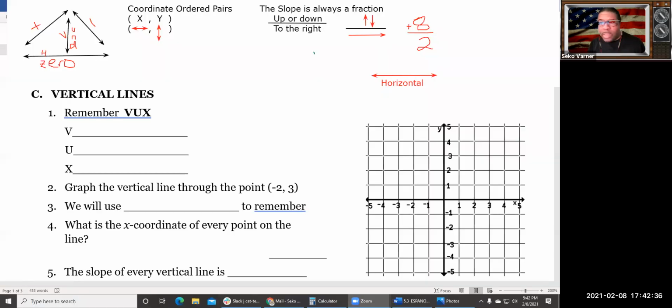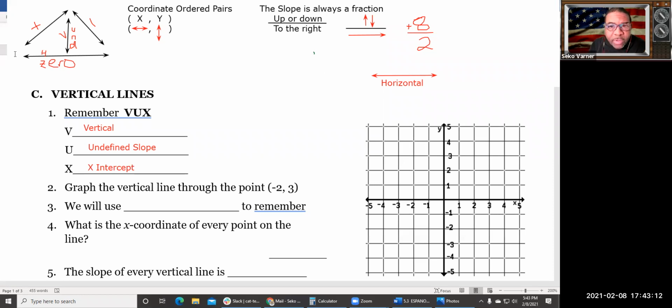Good stuff. Let's move on to the next part. So VUX. What do you think VUX stands for? We talked about horizontal. What do you think VUX stands for? Vertical? Yeah. Like when you're jumping up and down, you're doing a vertical. In terms of a slope, undefined slope, and VUX helps you find the x-intercept.